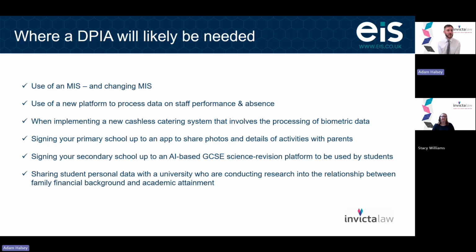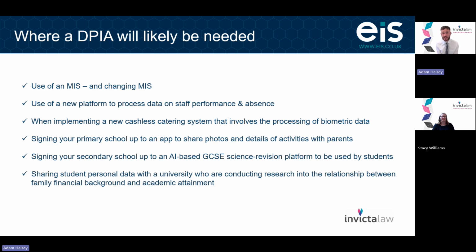Use of a new platform to process staff on performance and absence. So an HR platform. Think again of the sensitivity of those types of personal data we're looking at on such a platform. If you're going to be doing that, let's make sure we've got a DPIA in place and you're taking that advice from us as your DPO.